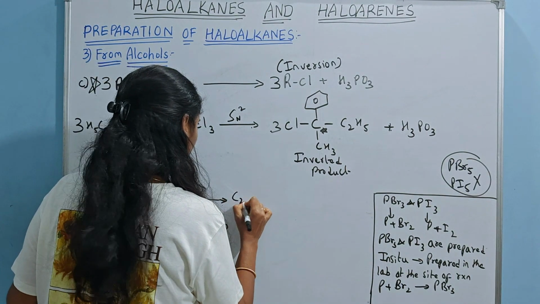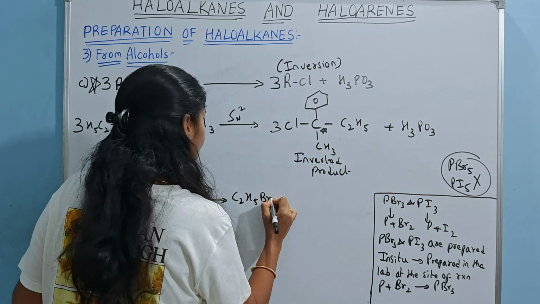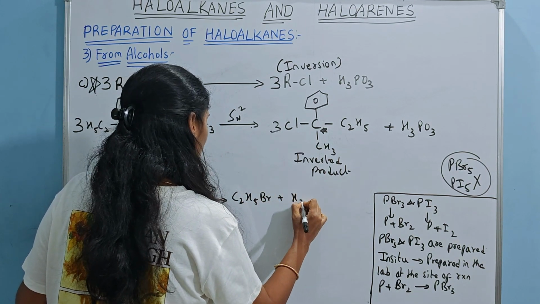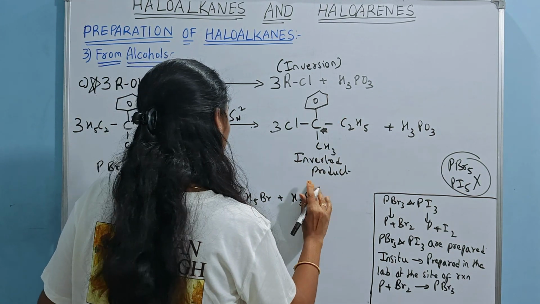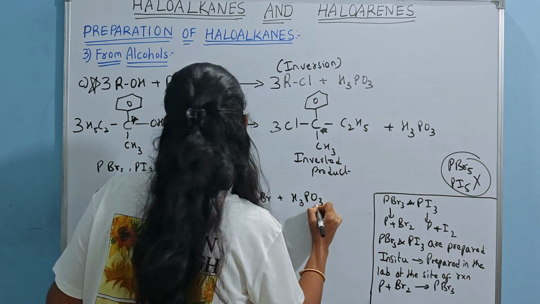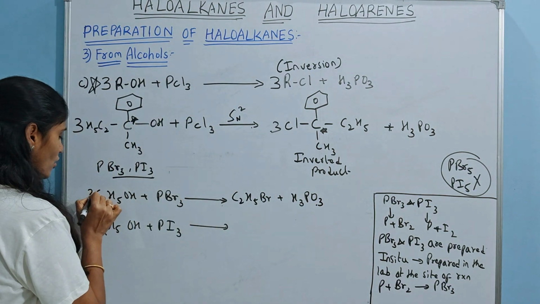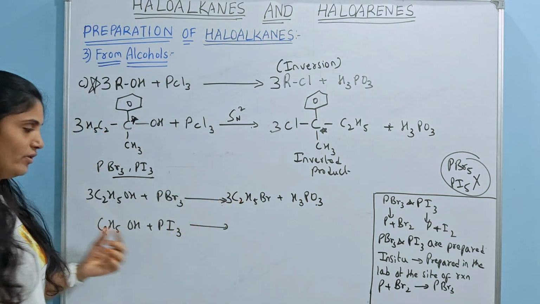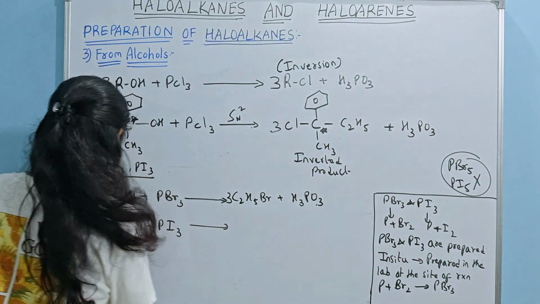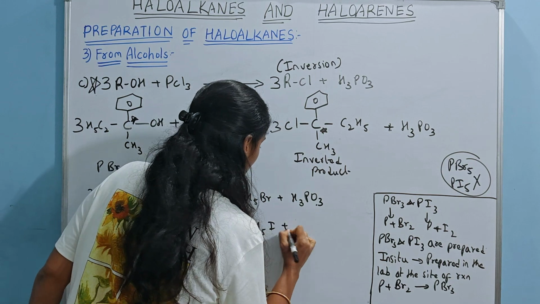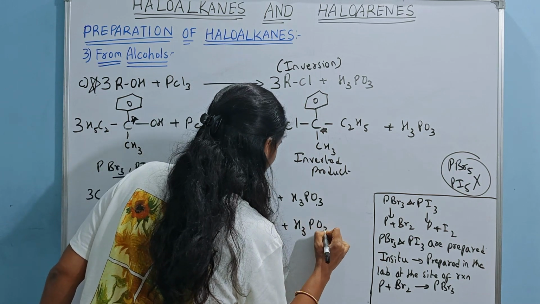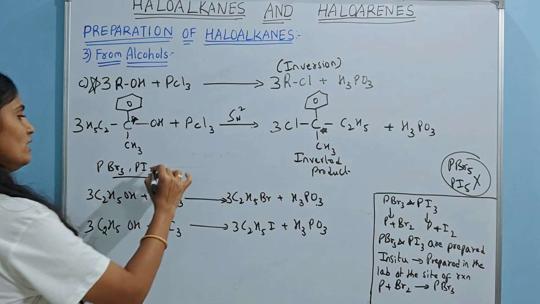Now what do they produce here? C2H5Br plus H3PO3. Here also it will be H3PO3, the only change is here it will be Br. Here it is 3 moles, here it is 3 moles. The same way PI3 I can use. Here 3 moles of alcohol, here it will be 3 moles of C2H5I plus H3PO3. So these reactions will take place.